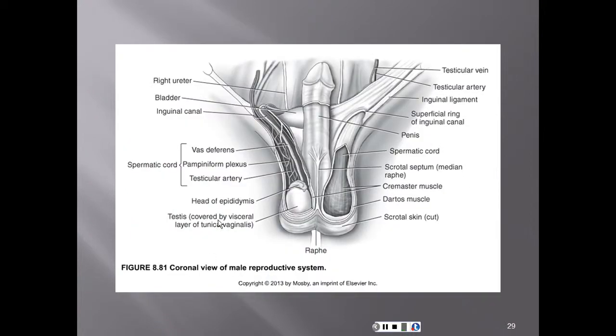Coronal view of the male reproductive system, you see the spermatic cord, the vas deferens, the pampiniform plexus, testicular artery, all part of the spermatic cord. So you have the epididymis and the testes.